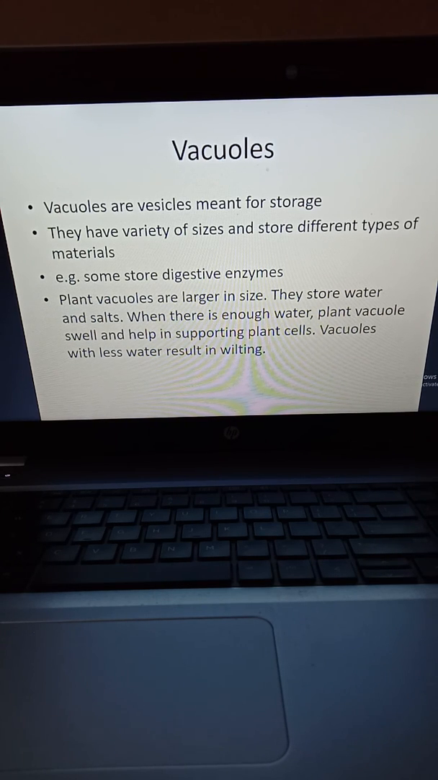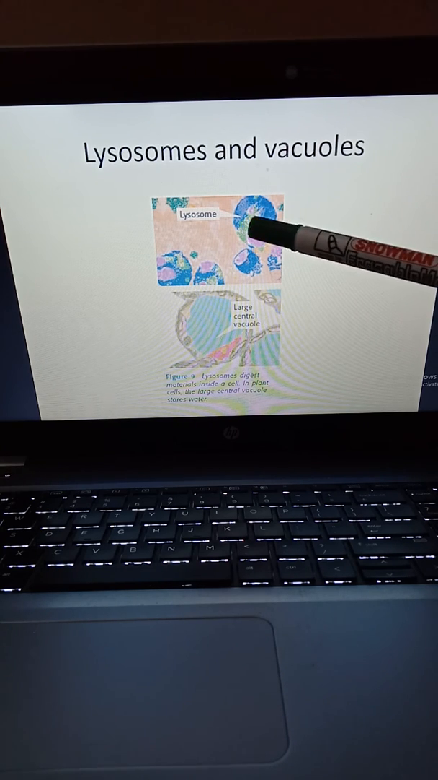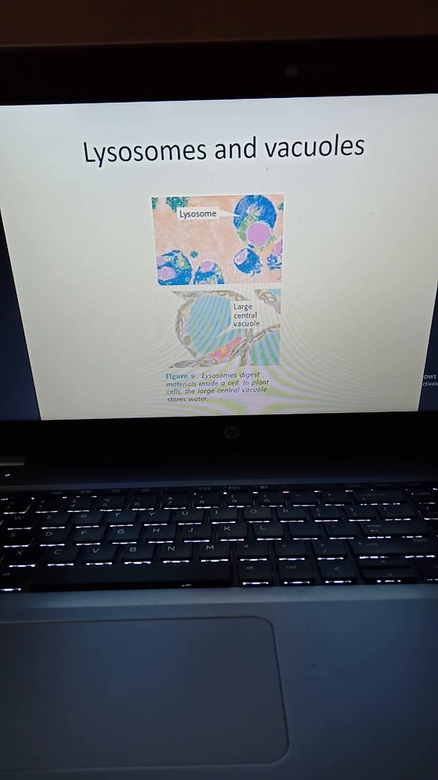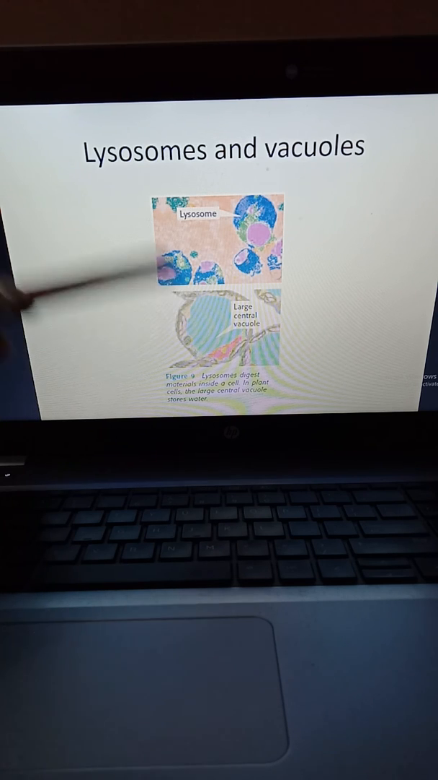So that is why when you water the plants, most of the water that plants absorb goes into the vacuoles, and the plant leaves or their cells start looking quite fresh, quite turgid. So this is how vacuoles and lysosomes look. On this diagram you can see the small lysosomes inside the cell, while here you can see a large central vacuole, and in light blue color it is shown as if it is filled with water.